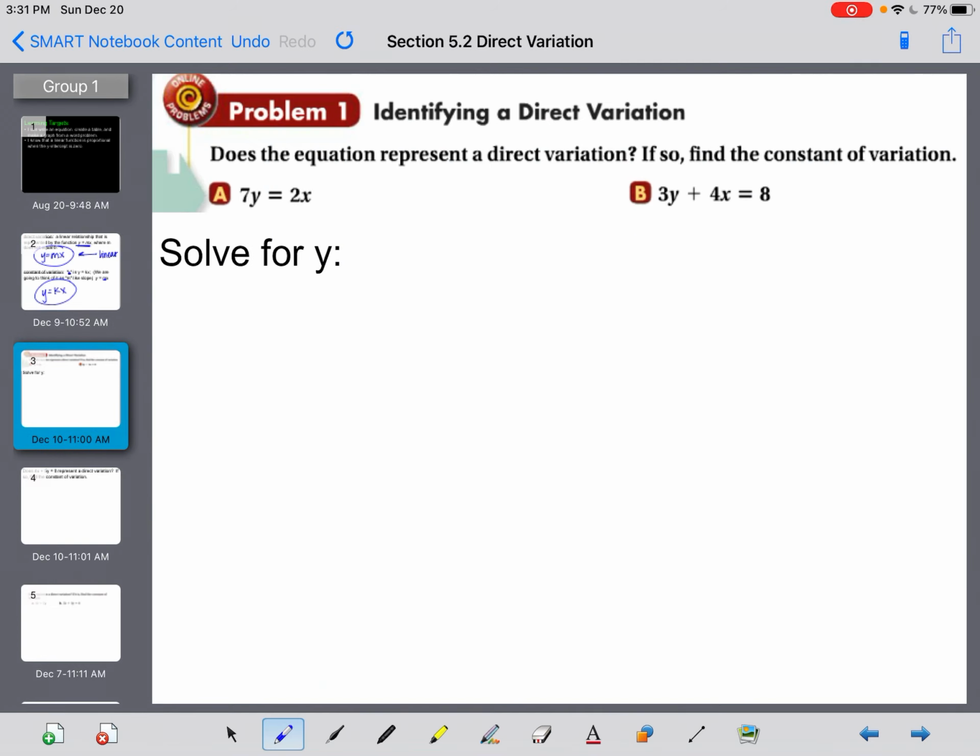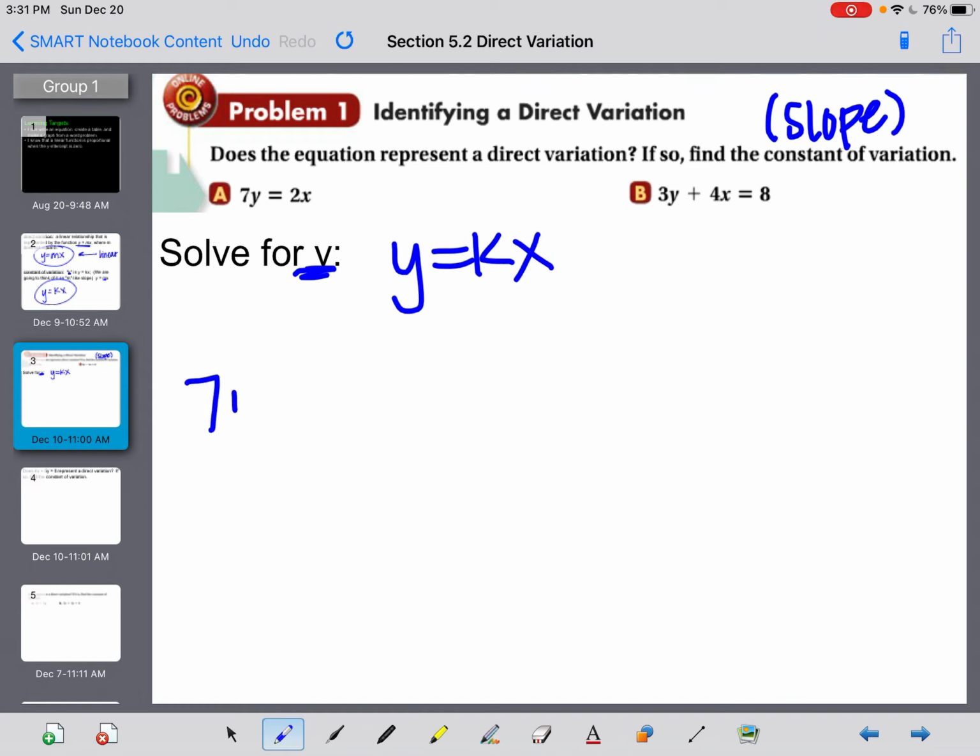All right. Identifying a direct variation. They're going to give you an equation, and they're going to ask you, does this equation represent a direct variation? If so, find the constant of variation, which is your slope. Okay, so if it is a direct variation, find the slope. The way to figure out if it is a direct variation is to rearrange, solve everything for y, get y by itself, and it should look like this.